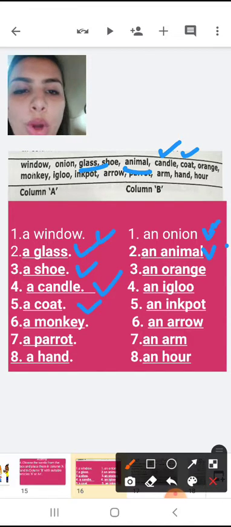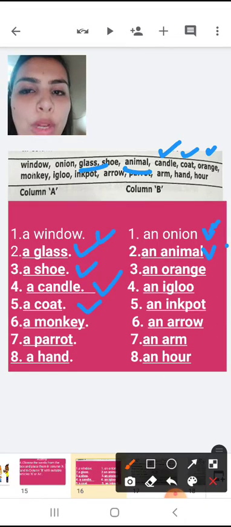Next is orange. Orange starts with the letter O and O is a vowel. So we always write AN before a vowel. Write an orange in column B. Next is monkey. Monkey starts with the letter M and M is a consonant. So we write A before monkey.